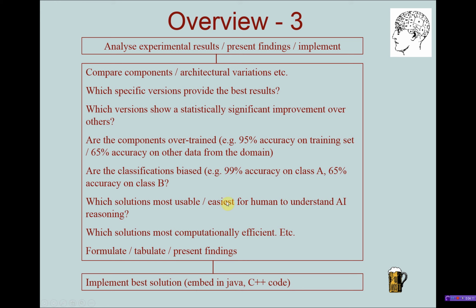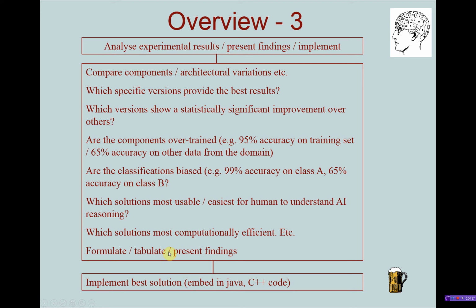Decide which are the most usable and easiest for humans to understand. For example, a small decision tree can be quite understandable to a human, but a small neural network can still be difficult. Also, which solutions are most computationally efficient? For example, a few years ago, when we had a major flu outbreak, the NHS mounted a Tamiflu system to determine whether you needed Tamiflu or not. This was getting 8 million hits a day when it was first mounted.